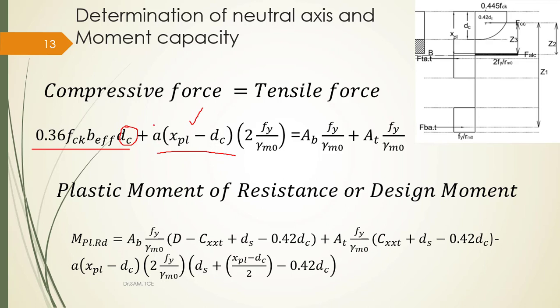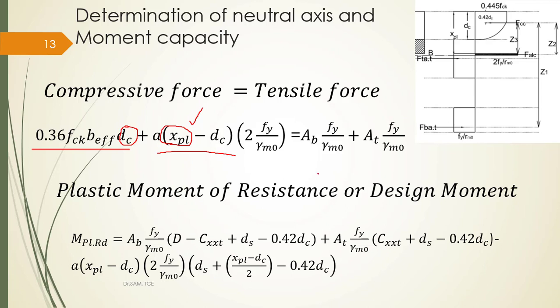Multiplying by the length, I get the area, and the area into the respective stress will be equal to the tension in the top chord as well as the bottom chord. This is the equilibrium equation from which you get the value of XPL. You know the location of the neutral axis. You check it with the value. If your assumption is correct, then proceed with the moment calculation.